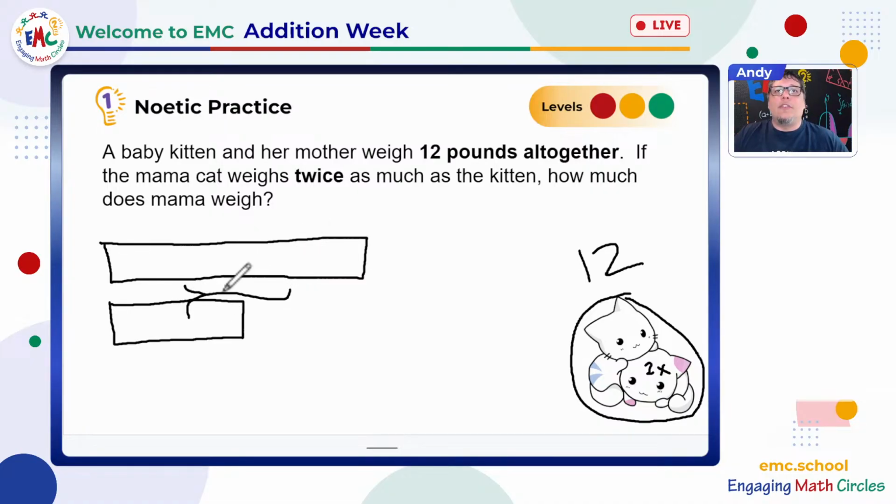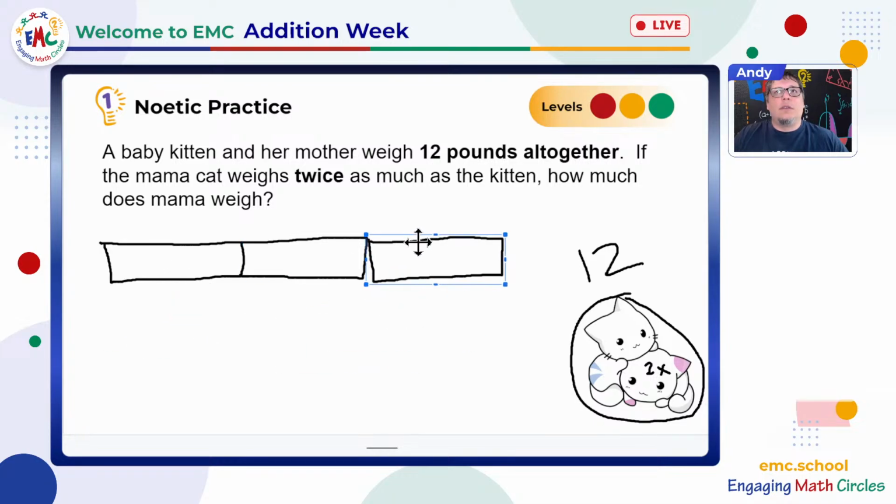Okay, so I know that 2 of these make up a mama because she's twice as much as the kitten. So I need a number where I have 2 chunks and 1 chunk, and all together they make 12.